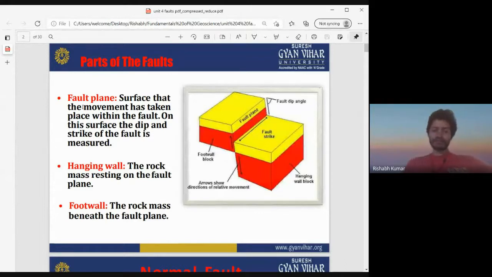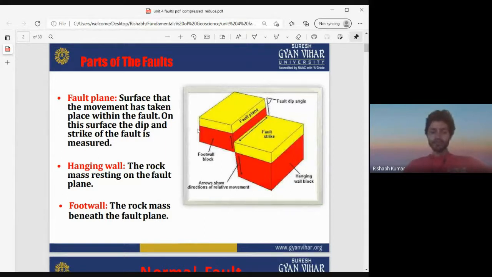So if you see in this diagram, this arrow is representing its strike, right? And this is your fault plane. This is the angle, this is the inclination of your fault plane. Okay, so the angle that this fault plane is making with the horizontal surface, the horizontal bed, is known as the dip of the fault, right?